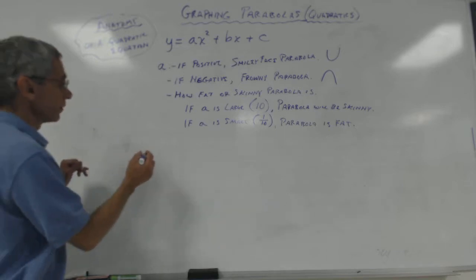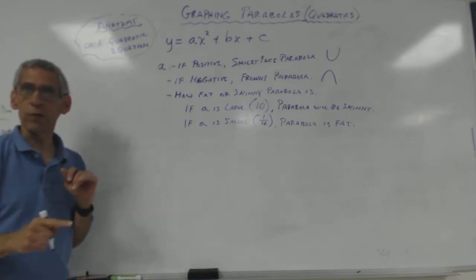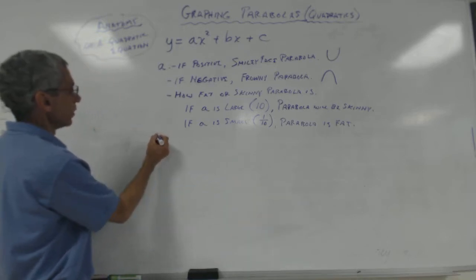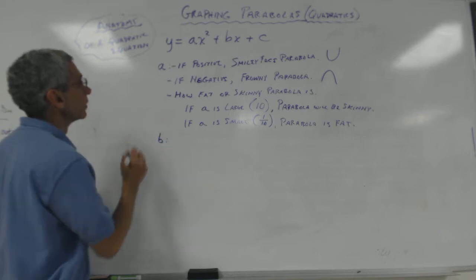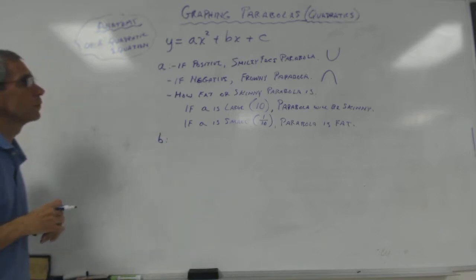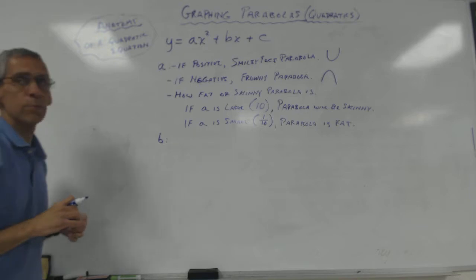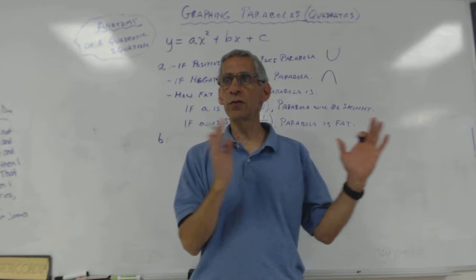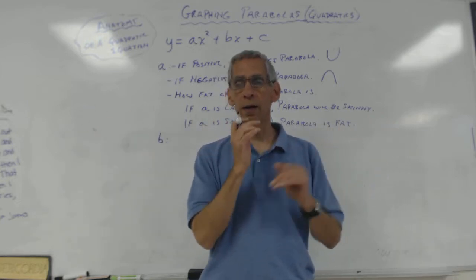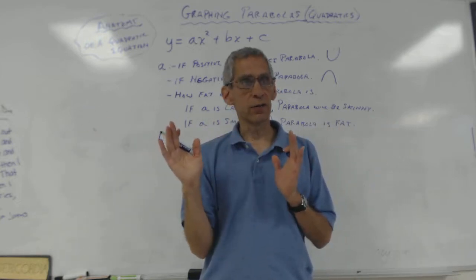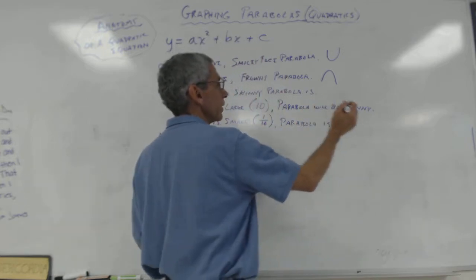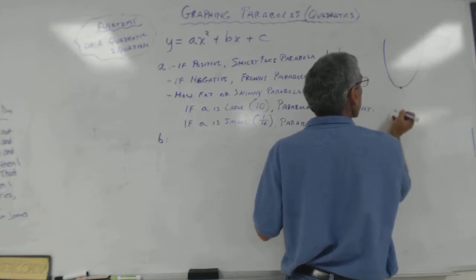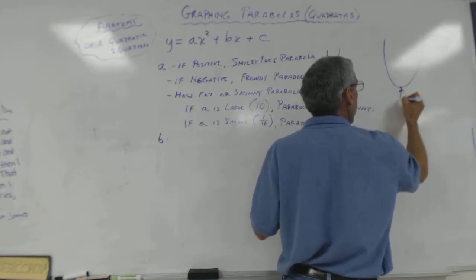Now B, because understanding this anatomy is really important before I go into harder graphing stuff. B moves your vertex left and right. First of all, understand what a vertex is. A vertex is the point where it turns around. That is your vertex.